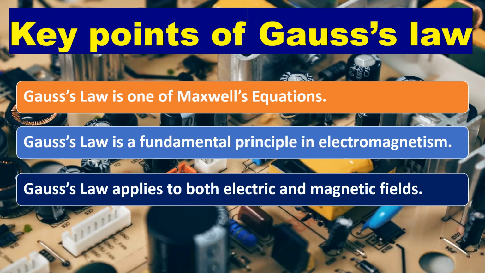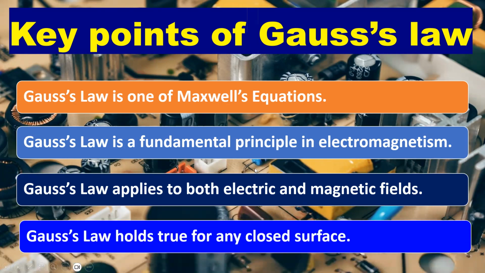From Gauss's law for electric fields, we understand that electric monopoles exist. A single positive or negative electric charge is possible. From Gauss's law for magnetic fields, we can conclude that a magnetic monopole is not possible. This is also one of the greatest revelations, or findings, from Gauss's law.